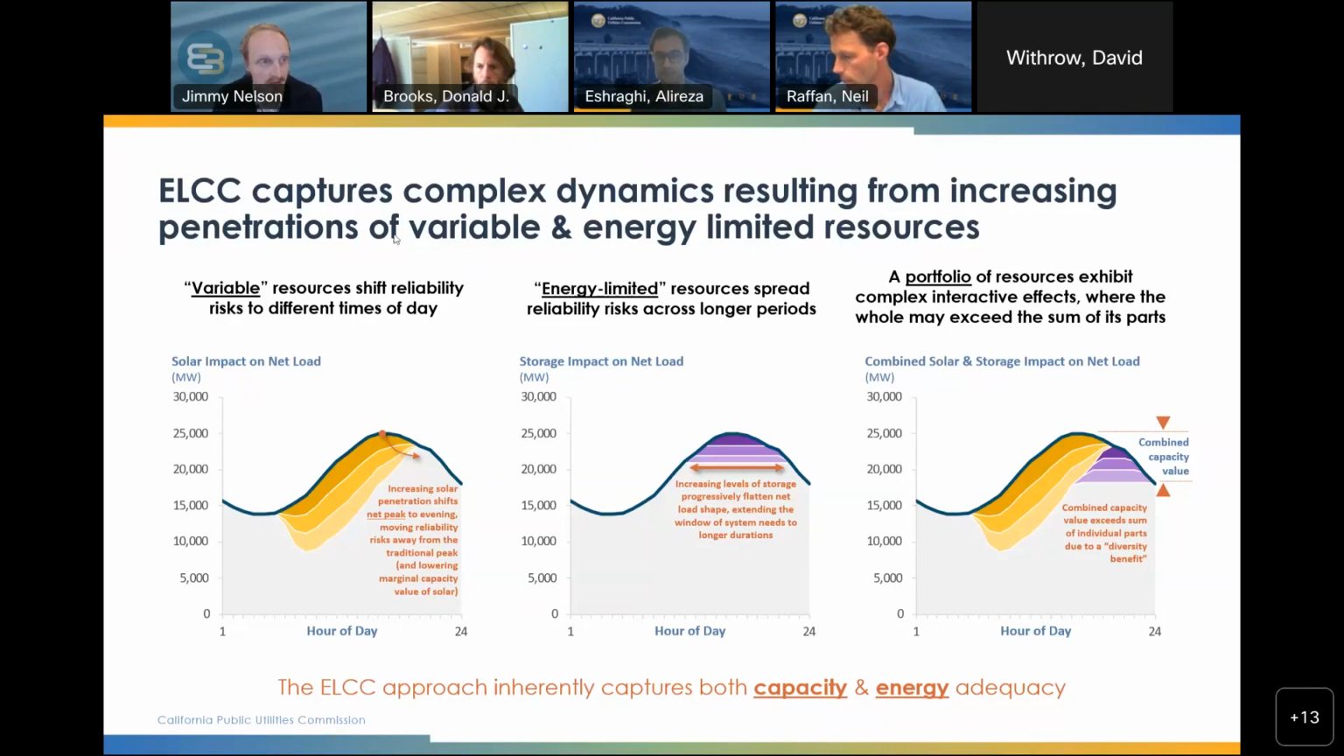And then there's a third, even more complicated impact, which is that the combined capacity value of different energy limited and variable resources might not equal what you calculated for their capacity contributions independently. So there might be some interactive effects that result in either higher or lower capacity contribution of a combination of resources relative to the individual components. Next slide.